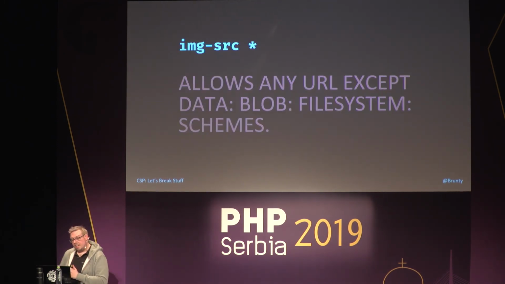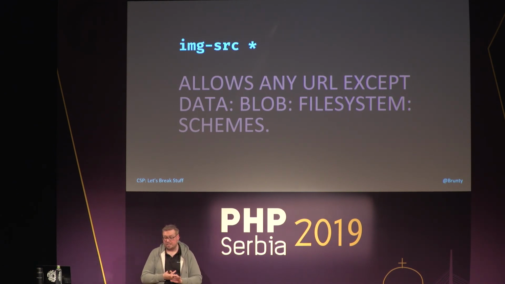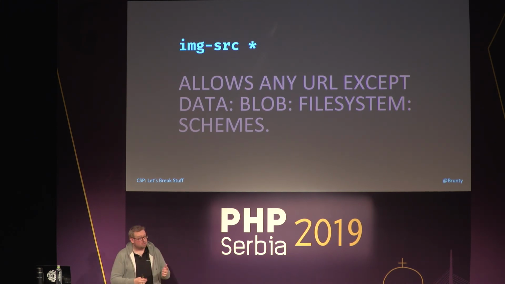So, if we say something like image source star, star is a wildcard. Star means allow any URL, but don't allow blob, file system, and data schemes. So if you've ever base64 encoded an image or whatever and then sent it back as a data scheme, it wouldn't be allowed with this. But ultimately it says any URL is allowed to load images.